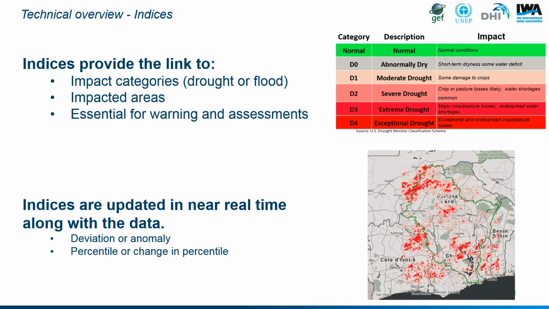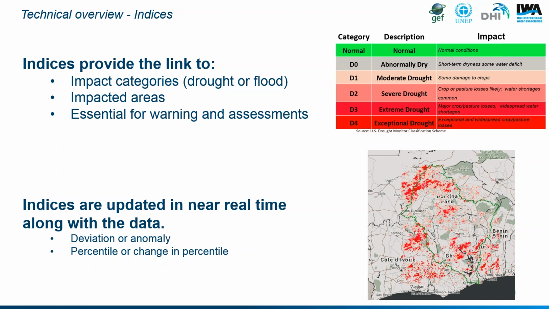When you convert data into indices, then you are able to categorize them and link them to impact categories, either for floods or drought. To the right of the screen, there's a table which is used in the US for different types of drought categories. And basically, these different types of drought categories are then linked to different ranges of values for specific indices. This also enables the users to look at impacted areas, and it also creates the basis for warnings or assessments related to floods and droughts.